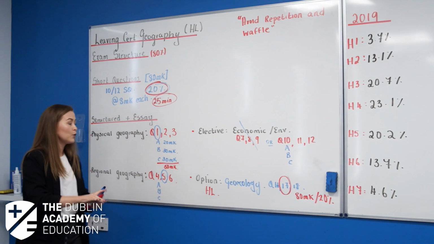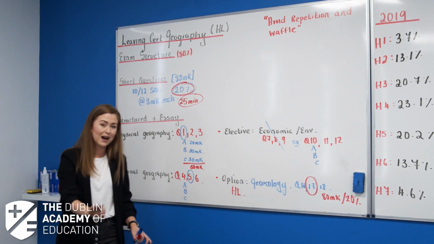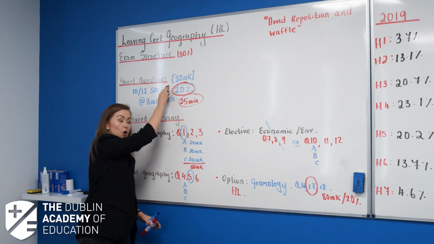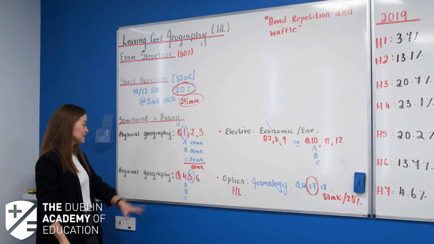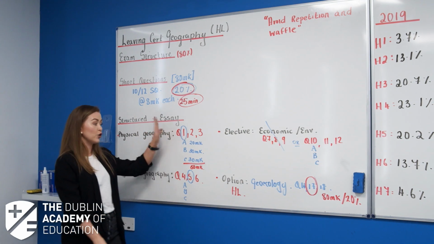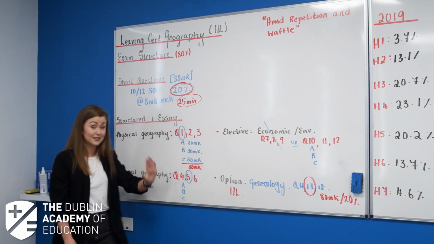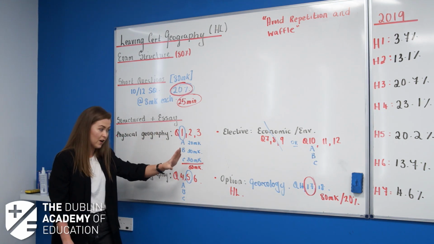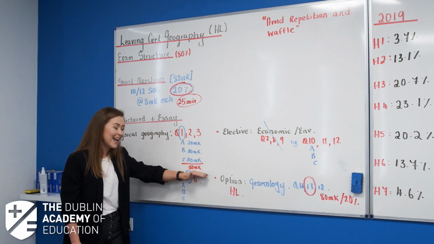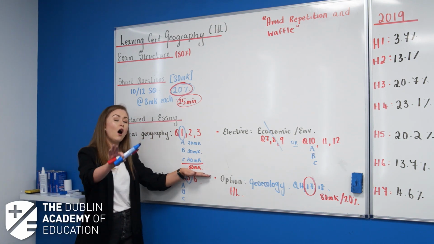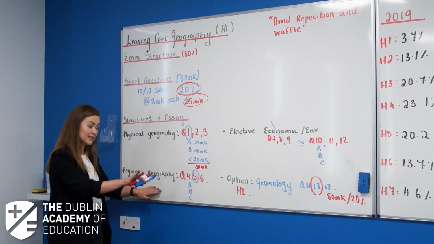Now, just to go back at it one more time, you have your short questions, you answer 10 out of 12, 8 marks each, 80 marks in total, 20% of your paper, max 25 minutes. After this, you have your physical geography, your questions 1, 2 and 3. Again, structure for here, here and here is the same. A part A, 20 marks, 5 minutes, B, 30 marks, 15 minutes, C, 30 marks, 15 minutes. 80 marks in total, i.e. 35 minutes in total. Same structure for your regional, part A, B and C.